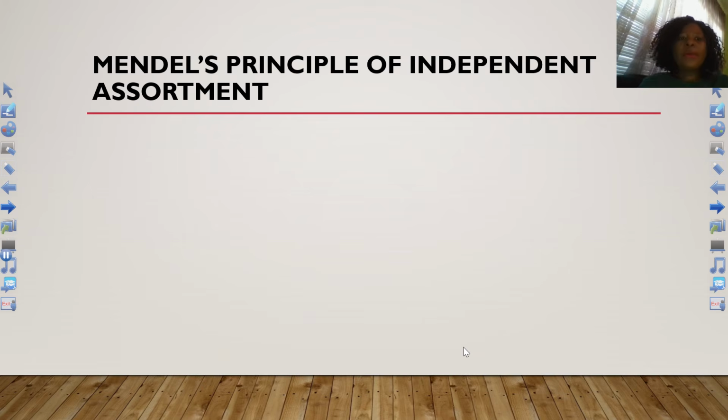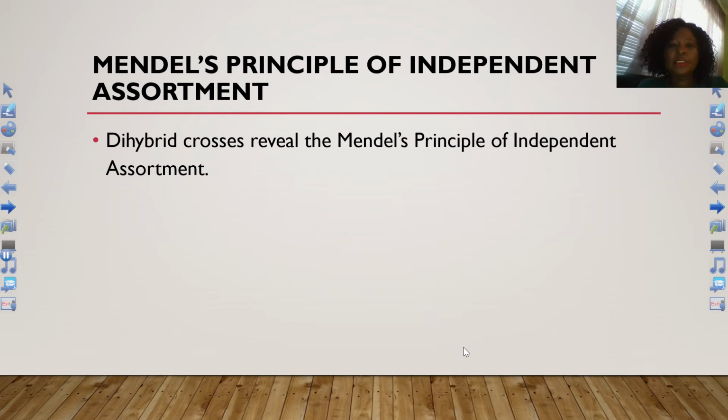Now let us talk about Mendel's principle of independent assortment, which is an addition to the two other principles or laws that we talked about earlier in the monohybrid crosses, which is the principle of segregation as well as the law of dominance. Now, your dihybrid crosses basically reveal this principle of independent assortment. We are going to see how that happens.